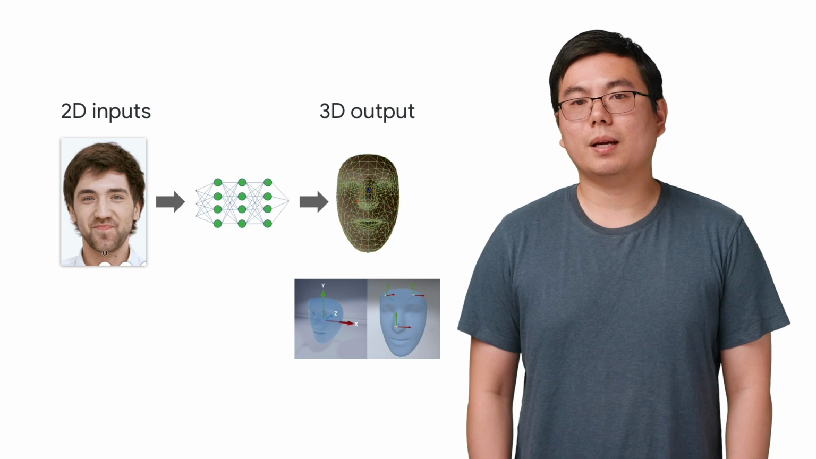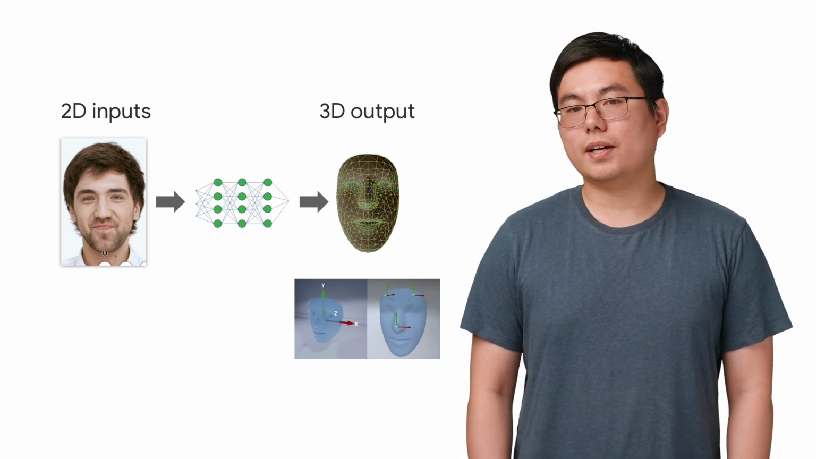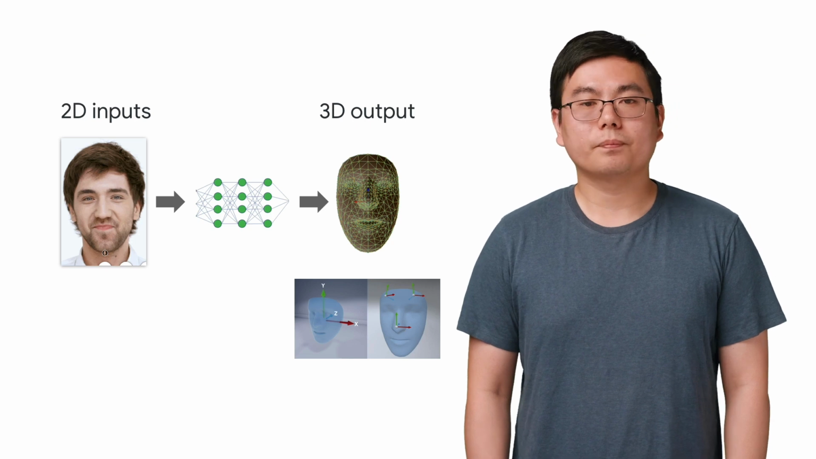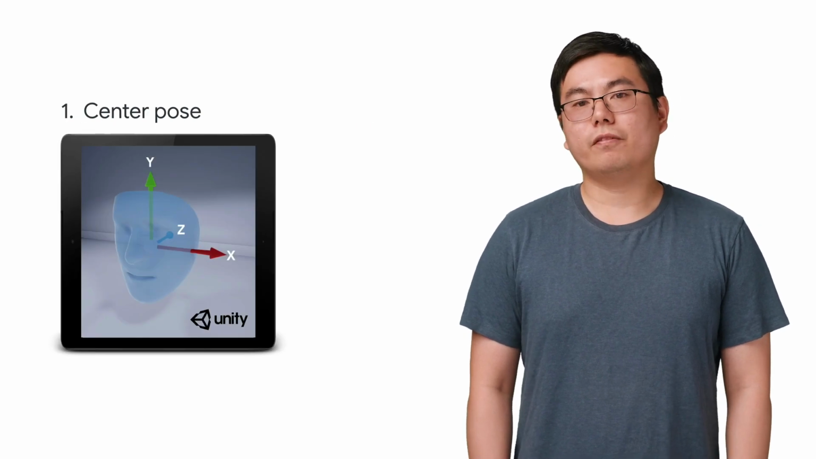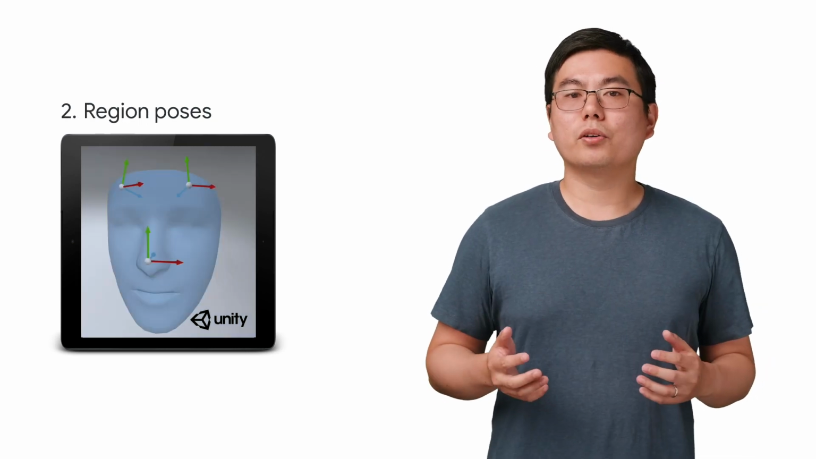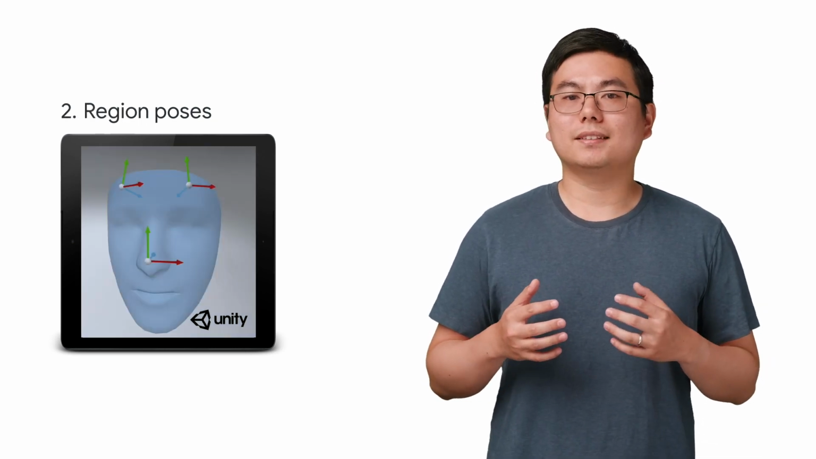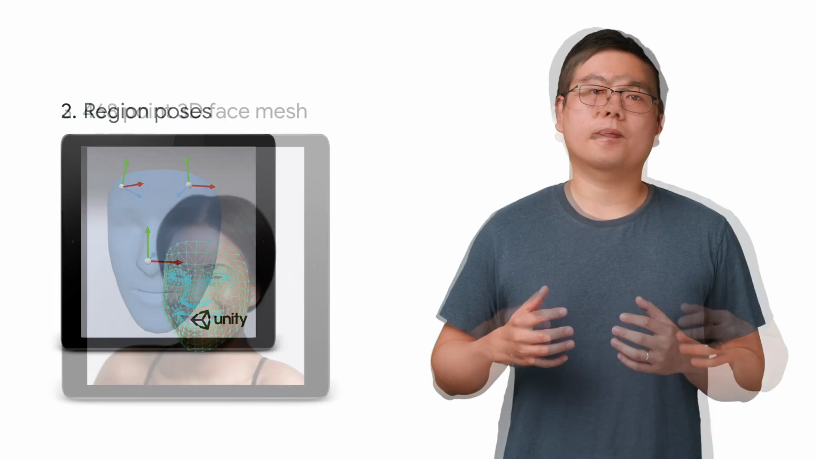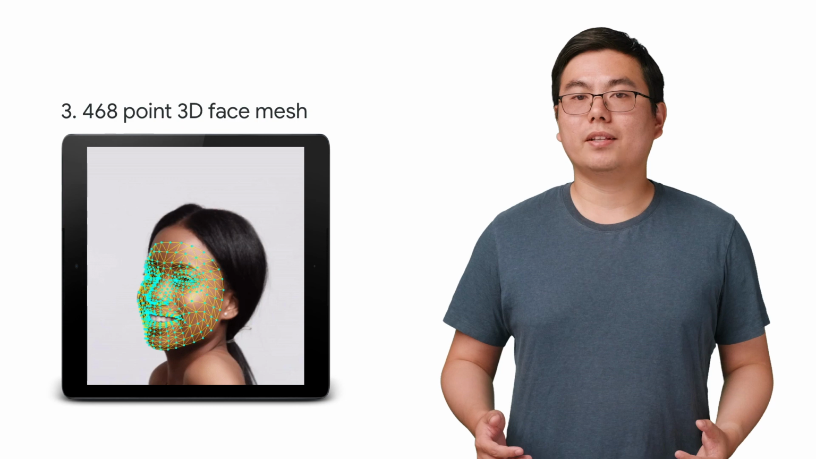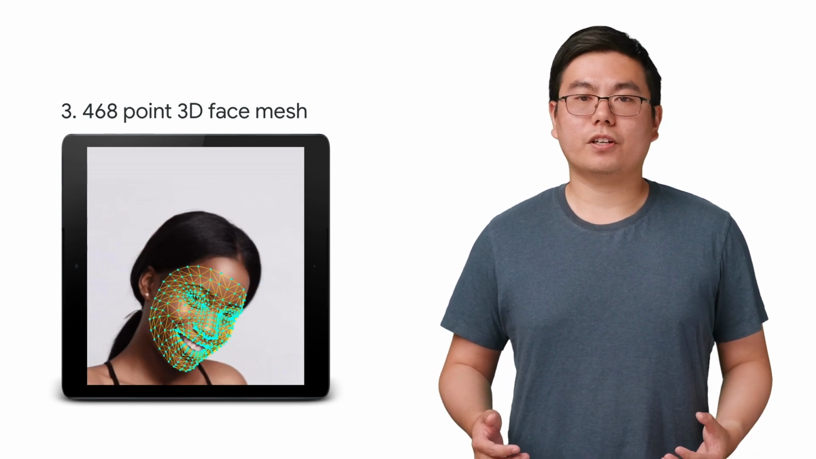Augmented Face doesn't require special hardware, such as a depth sensor. Instead, it uses the phone's camera and machine learning to provide three pieces of information in real time, synchronized with the camera feed. First, a center pose for a face, which helps you do things like render a hat. Second, region poses, which are useful for placing assets on or near the forehead or nose. And third, a 468-point dense 3D face mesh, which allows you to paint detailed texture that accurately follows facial movement.